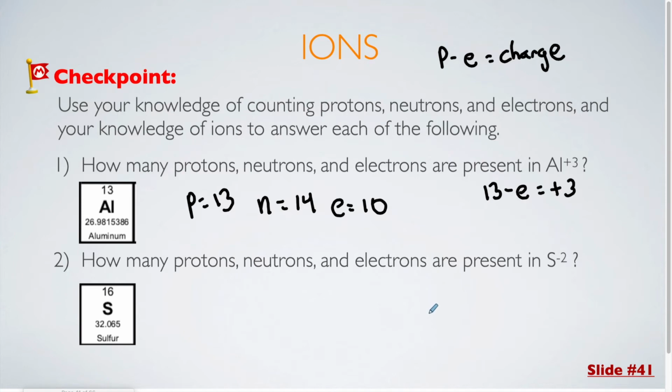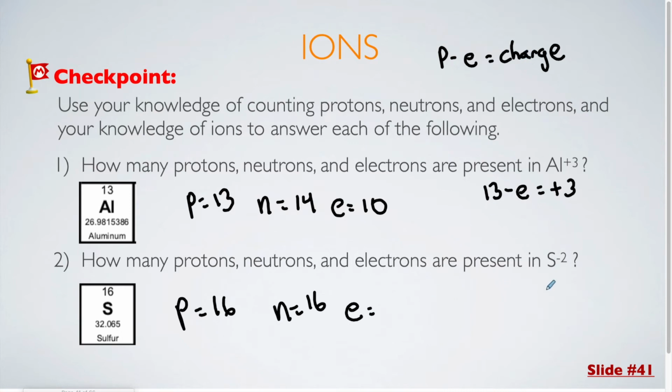Now let's do one for a negative ion, S-2. The protons are going to be 16 because that's sulfur's atomic number. For the neutrons, the mass would round to 32. 32 minus 16 is going to be 16.